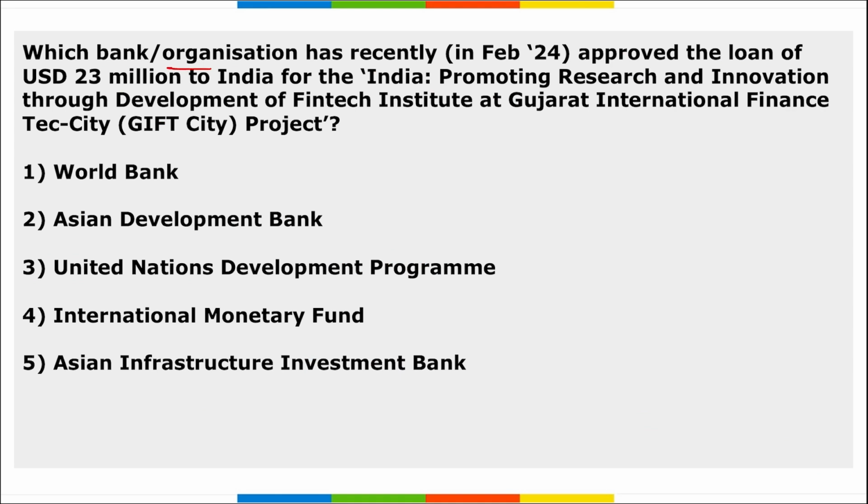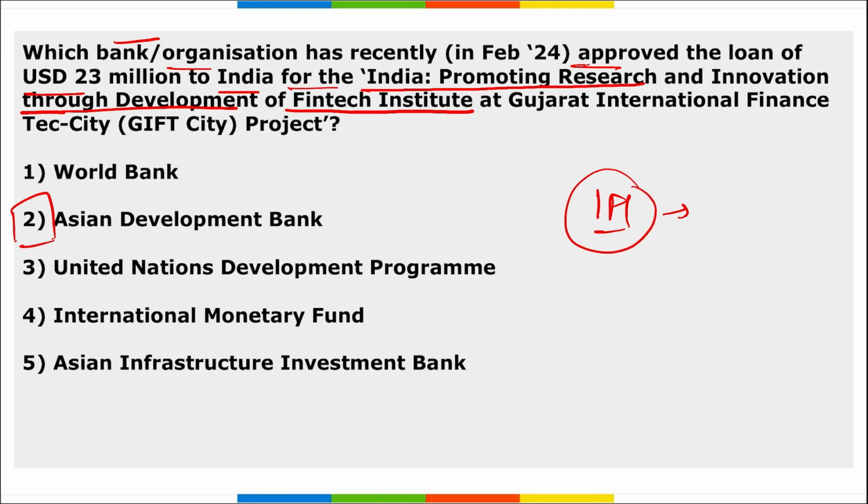Next, which bank or organization approved the loan of $23 million to India for promoting research and innovation through development of Fintech Institute at GIFT City? I repeat, which bank approved the loan of $23 million for the India promoting research and innovation through development of Fintech Institute at GIFT City? This will be Asian Development Bank, ADB, right? Asian Development Bank has approved this amount. So right option here becomes option 2. And the project here aims to construct a sustainable and climate resilient international fintech institute that will be in the GIFT City, and GIFT City is in Gandhinagar, Gujarat.